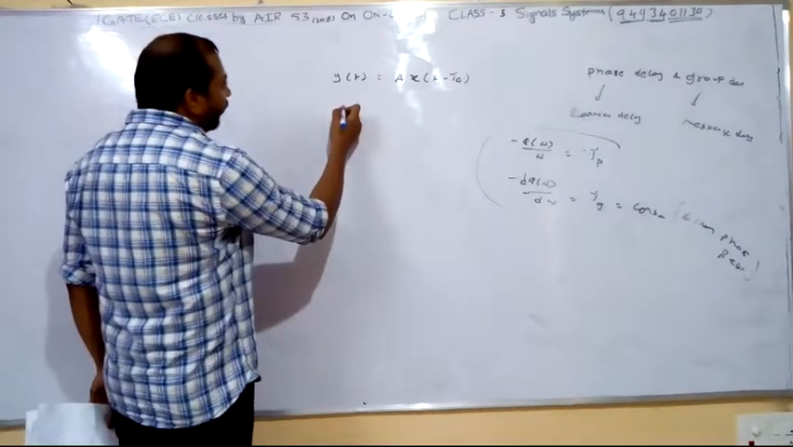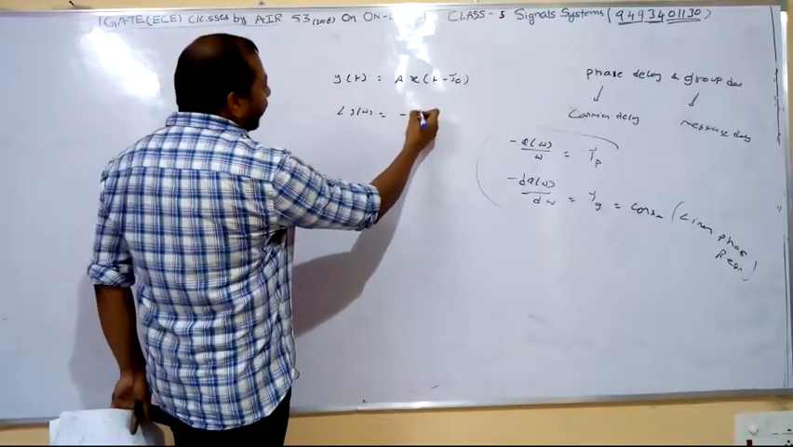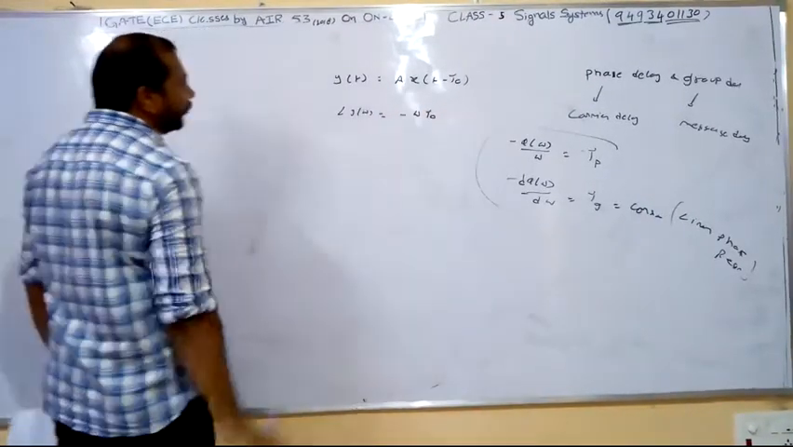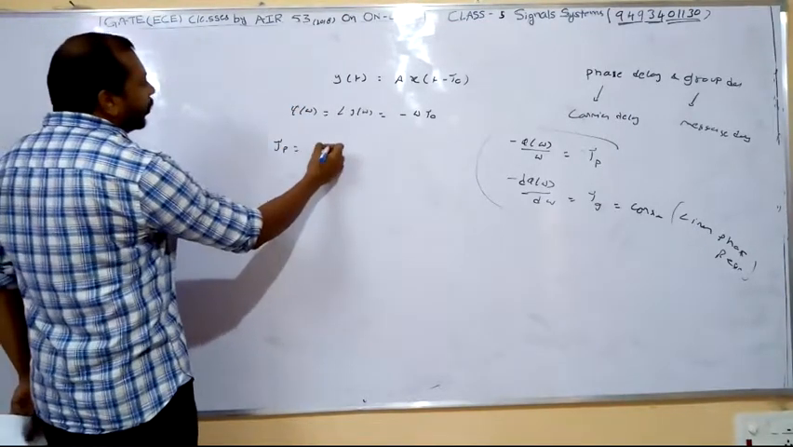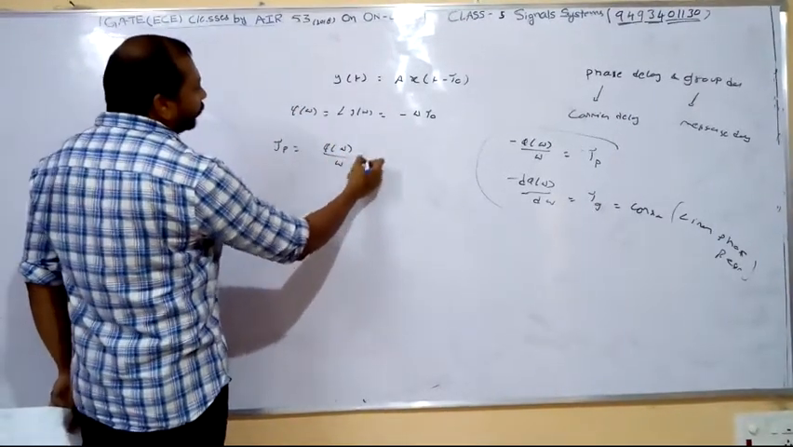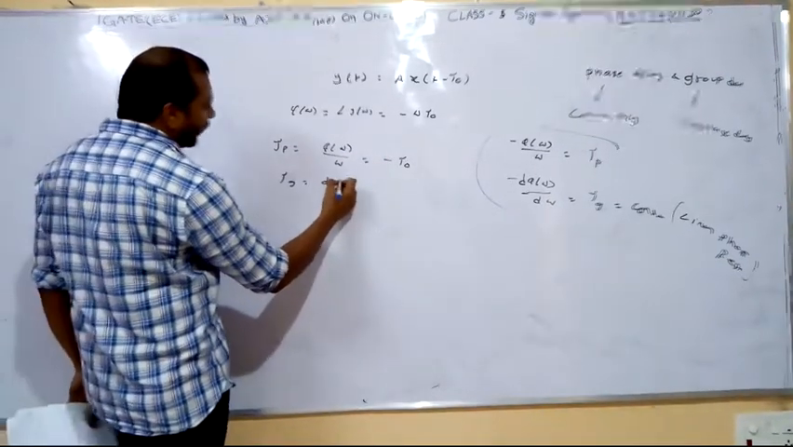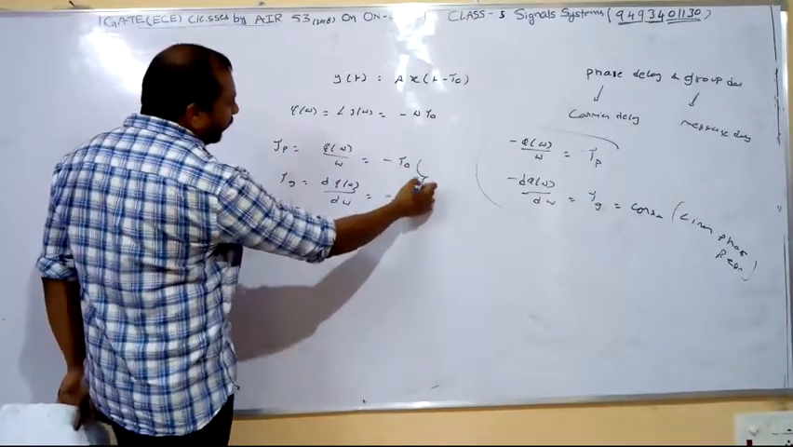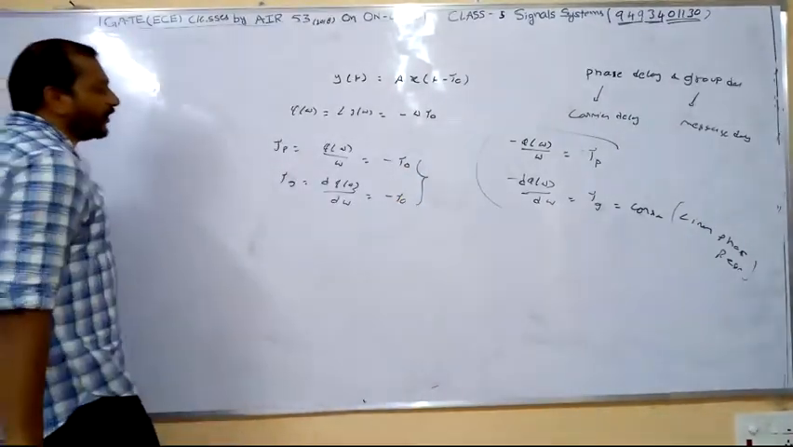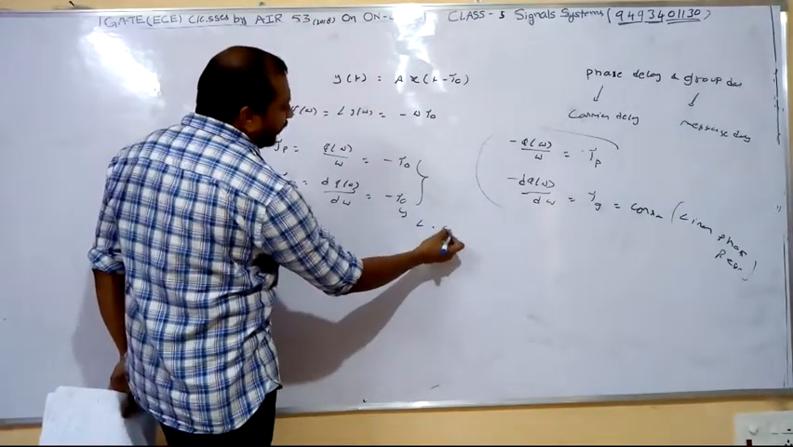So the corresponding angle of Y of omega is equal to minus omega tau naught. This can be represented as phi of omega. Now the corresponding phase delay is phi of omega divided by omega, which is equal to minus tau naught. Now the group delay is d phi of omega by d omega, which is again minus tau naught only. Group delay and phase delay are constant. So the distortionless transmission line can be treated as a linear phase response.